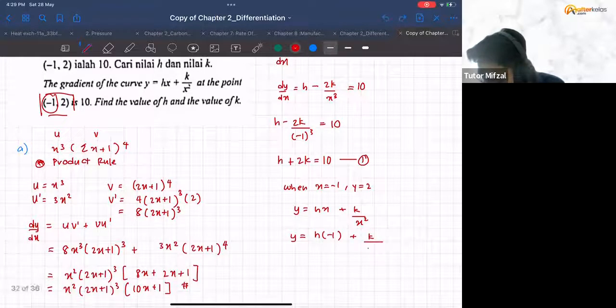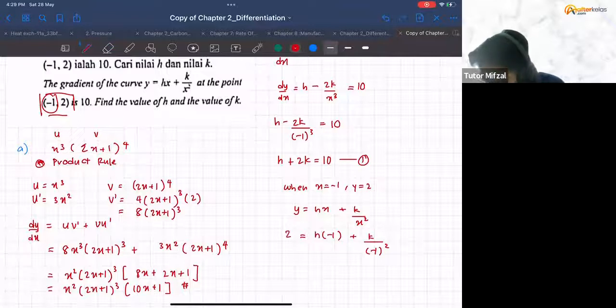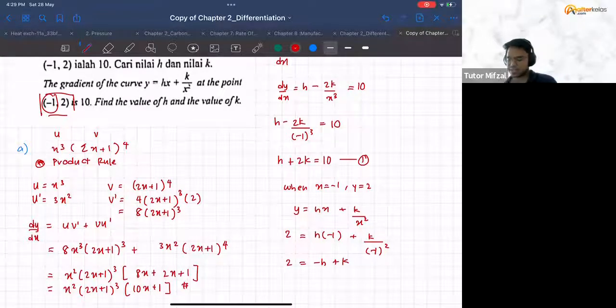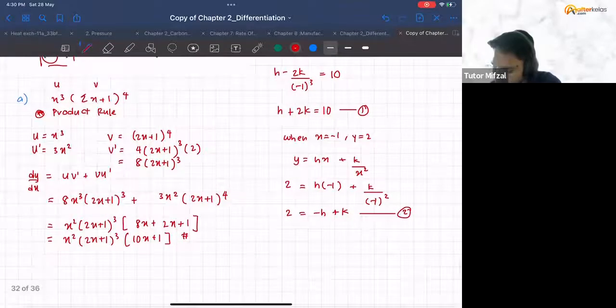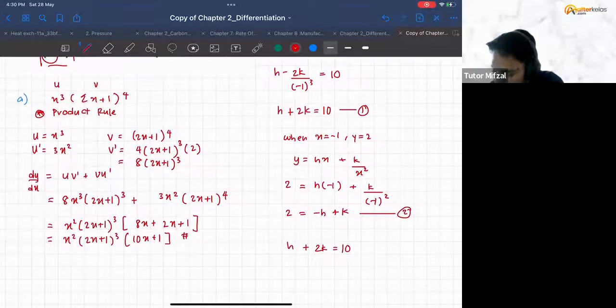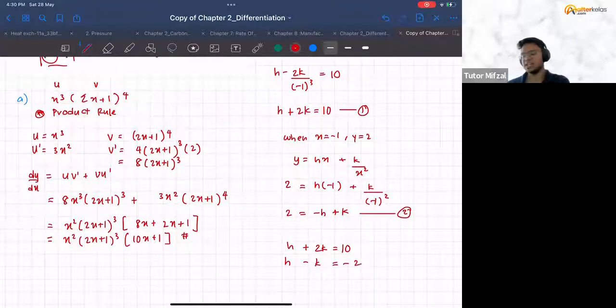So h times -1 plus k over (-1) squared, and y is equivalent to 2. So 2 is equivalent to -h plus k over 1. So it should be -h plus k. So this is your second equation, guys. Now you have simultaneous equations, h plus 2k equivalent to 10. This one is just h minus k equivalent to -2. Alright, h minus k equivalent to -2.